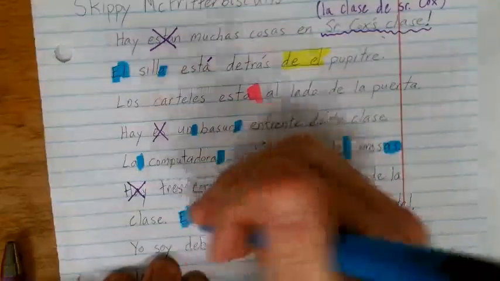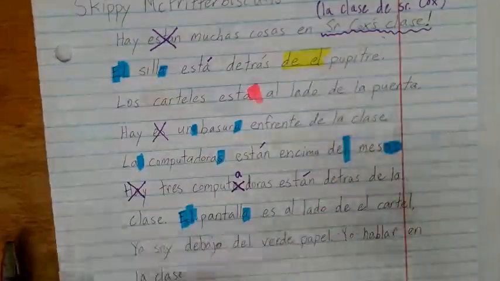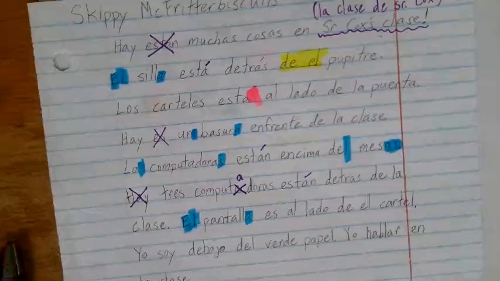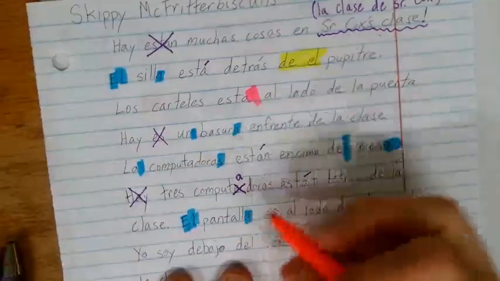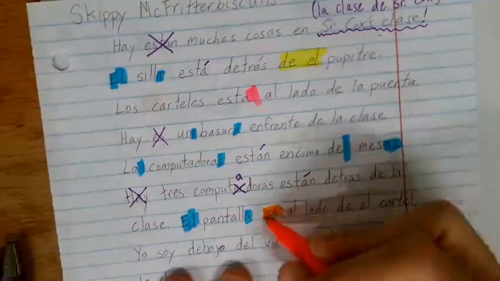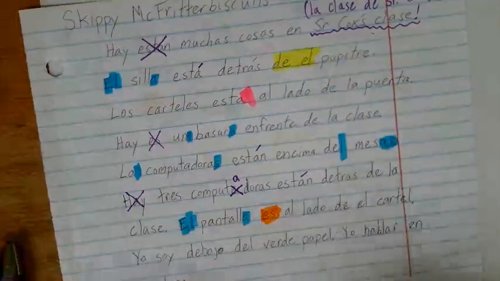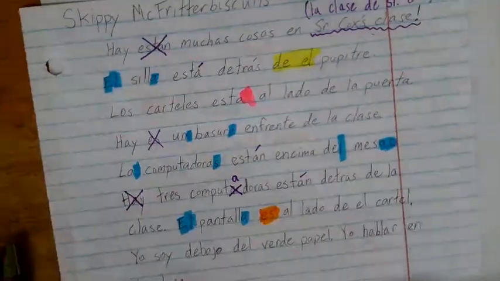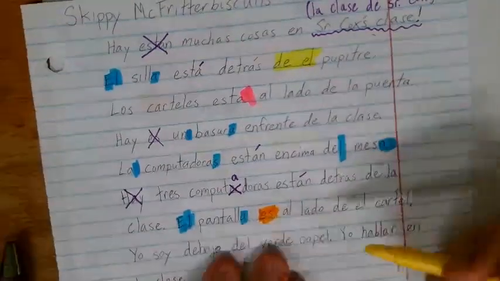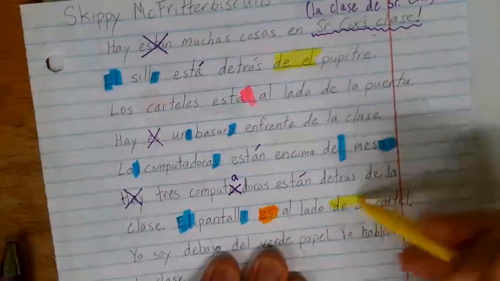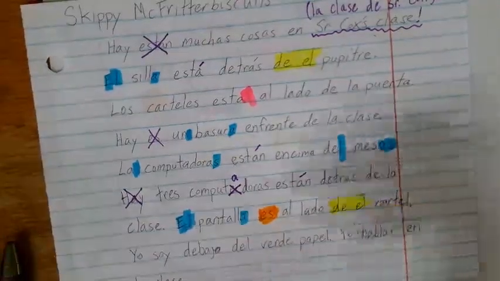Pantalla is feminine, el is masculine, so highlight that. Gotta make a match. And Skippy said, es al lado de el cartel, but hang on, that's location. So it should be está. So you said ser instead of estar, let's fix that, mark it in orange. And then, of course, again, de and el should be a contraction, del cartel.